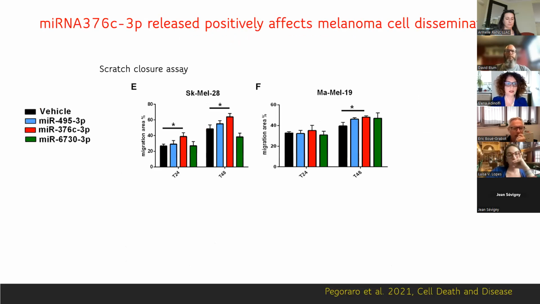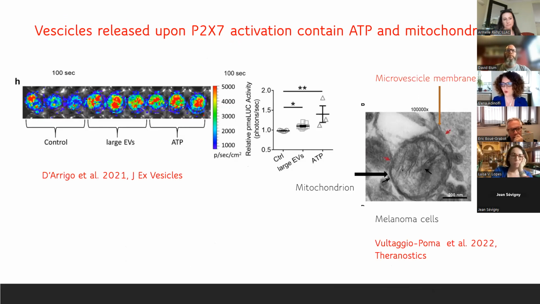We then transfected our 3 miRNAs into our cell lines, and we were able, with the scratch closure test assay, also to demonstrate that MIR376C is also able to reduce significantly the movement of the cells in the scratch test, therefore possibly favoring migratory activities. And as I showed you before, these vesicles also contain hinacrine.